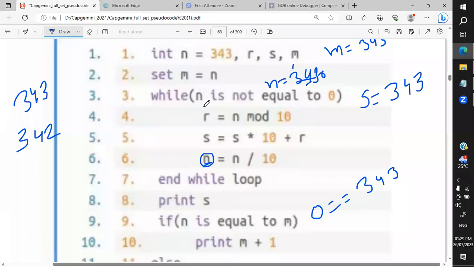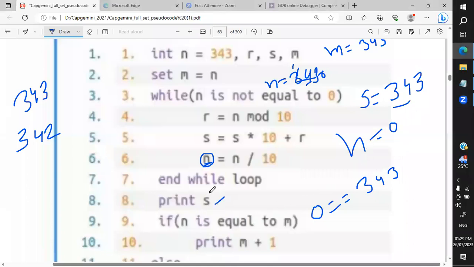Enters inside, S equal to S into 10. S was 34. 34 into 10, 340 plus 3, 343. n equal to n by 10, 3 by 10 is 0. n value is right now 0. Okay, n value became 0. S value became 343. Right, we calculated the reverse. Understood that? Yes, initially we have to consider it 0 here. It's not given, we have to consider it 0. Okay, so S value will be 343.